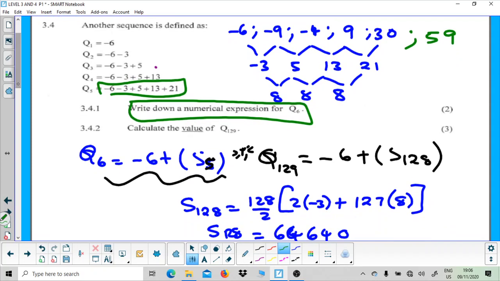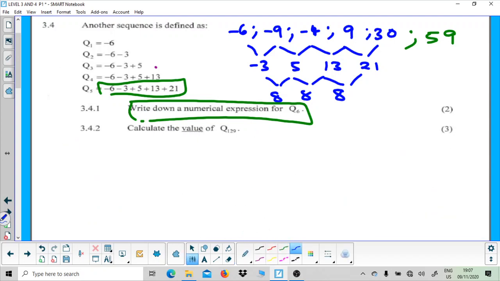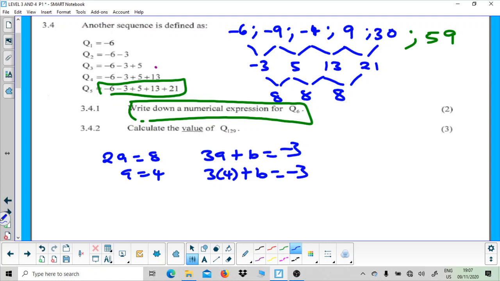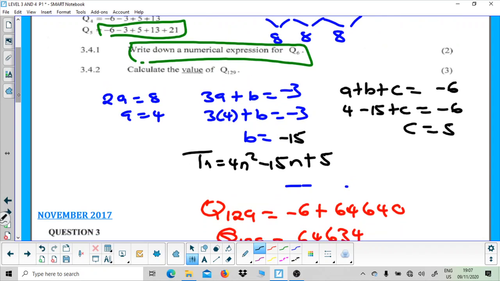So at this point, getting Q129, it's not getting Tn here. It doesn't qualify for this lesson, but let's just do it anyway. If we want to get Tn, we say 2a is equal to 8, and our a is going to be equal to 4. And then we say 3a plus b is equal to negative 3, so 3 by 4 plus b is equal to negative 3. What is the b value quickly? You are not moving at the right speed at all. What is the b value on that one? Negative 15. So your a is 4, your b is negative 15. What is the c value? 5. So after you get your Tn of 4n squared minus 15n plus 5, Q129 is the same as T129 in our case. So you're going to have to substitute 129 here and get to what you want.